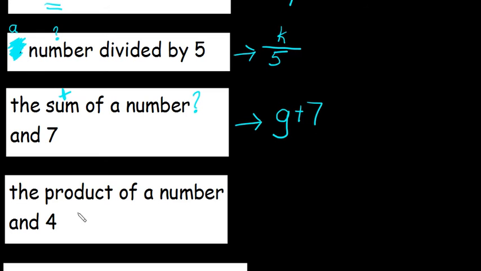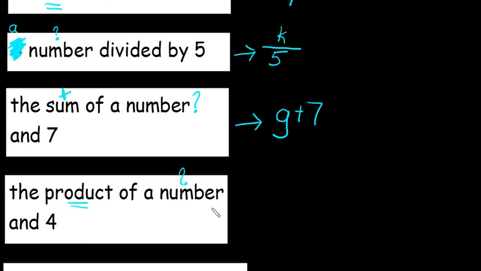The product of a number and 4. Here's what we don't know, that one right there. I don't know what that number is. Do you know what product is? Hopefully you're saying multiplication. It's the answer to a multiplication problem. So I know I'm going to multiply some unknown number with 4.